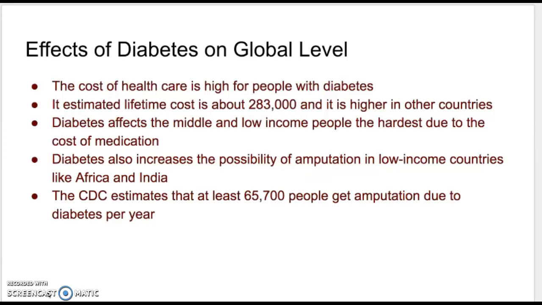Diabetes also increases the possibility of amputation in low-income countries like Africa and India due to the nerve damage diabetes can cause. According to the CDC, at least 65,700 people get amputations per year due to diabetes.